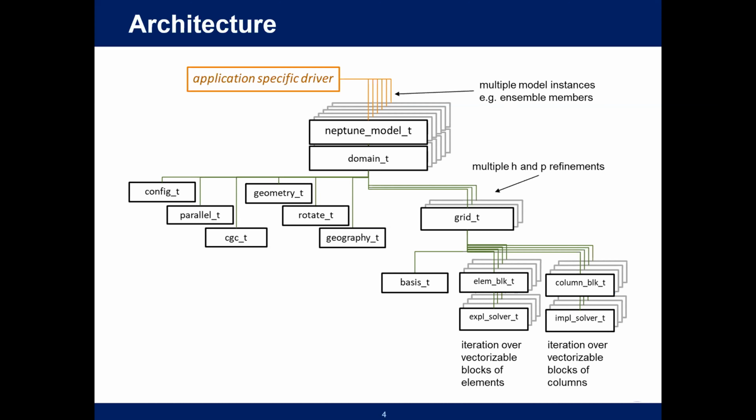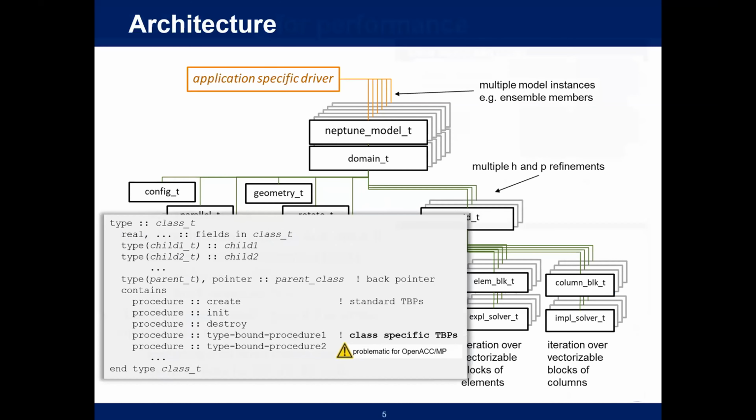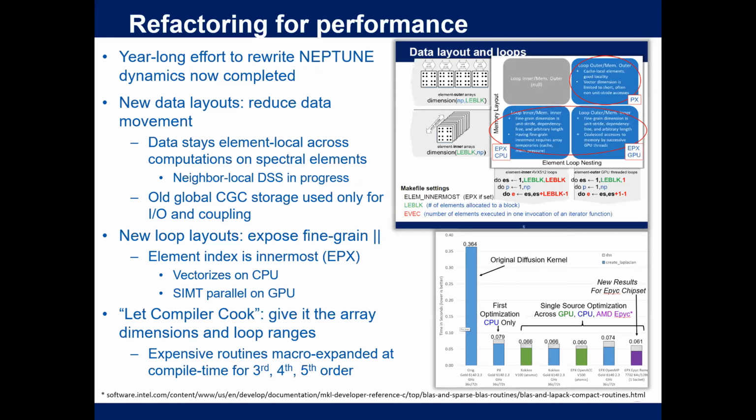On the explicit side, we compute over element blocks. For the implicit solver, we actually compute over blocks of adjacent columns. And again, the width of those column blocks can be adjusted according to the vector characteristics or the fine-grained parallel characteristics of the architecture that we're targeting. That was the software engineering refactoring that we've done over the last year.